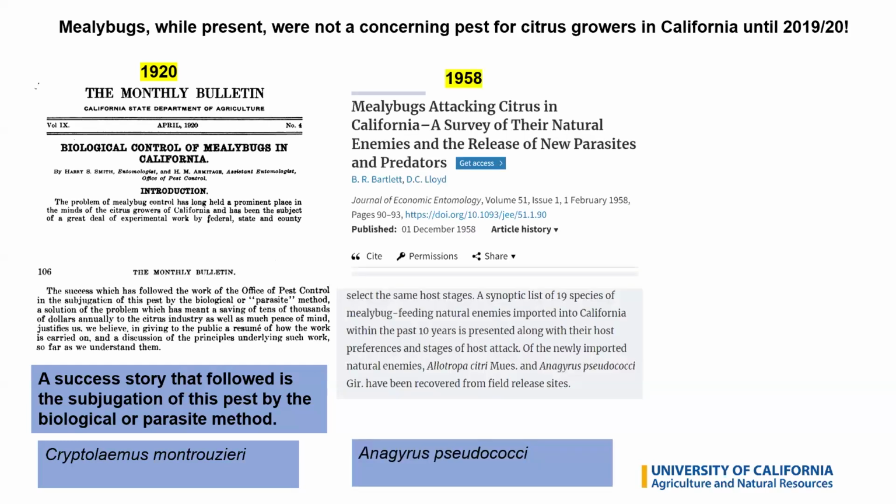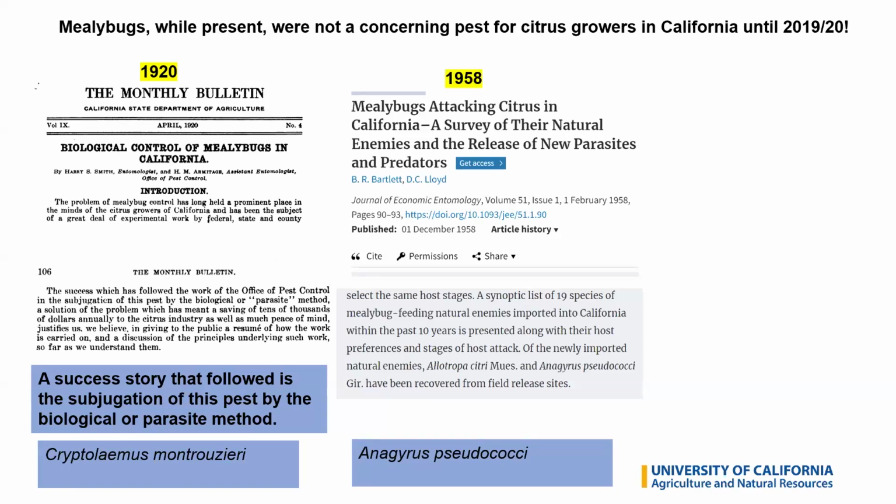When we look back in literature, what was done, literature published about 100 years ago, this was 1920, a monthly bulletin by California State Department of Agriculture. It talks about a success story that followed release and establishment of a mealybug predator, Cryptolaemus montrouzieri in this case. That was one study 100 years ago. Another 50 years later, a similar success story, but for a parasitoid, Anagyrus pseudococci. Both these articles were based on studies, work done in Southern California.